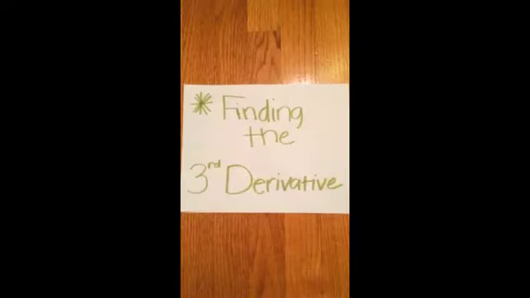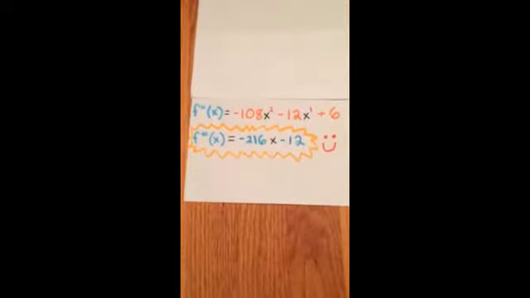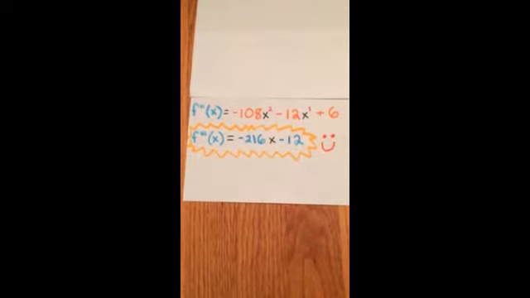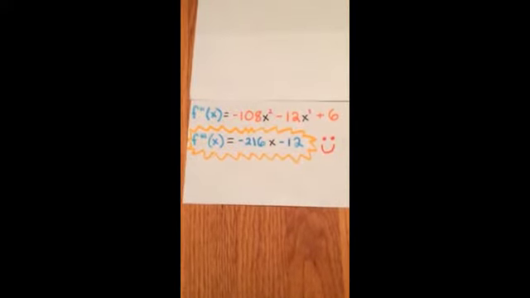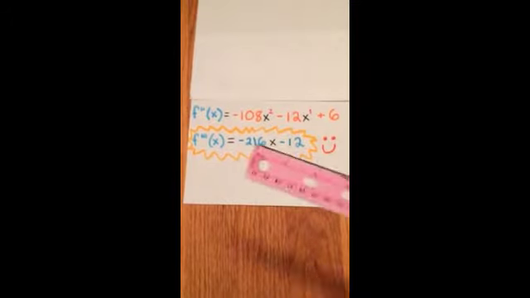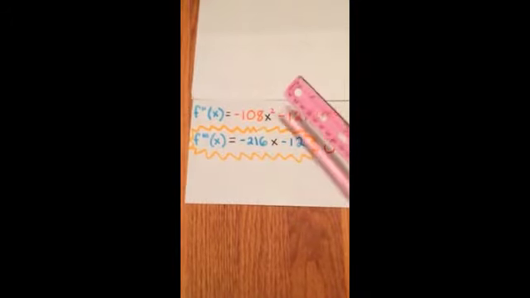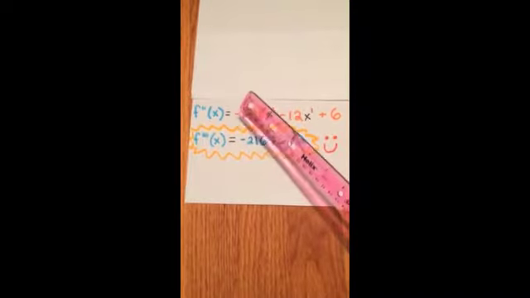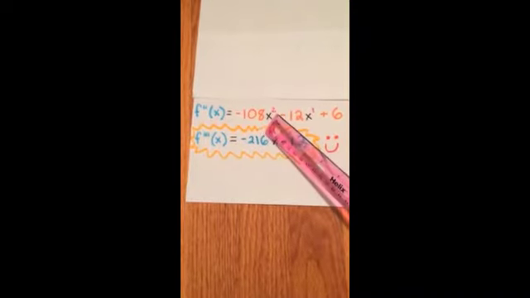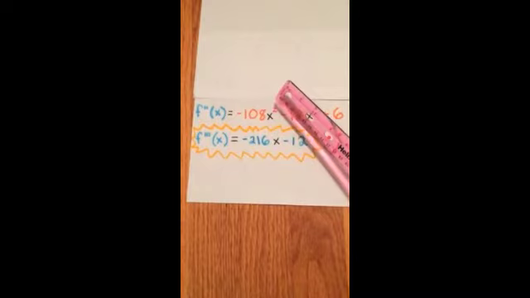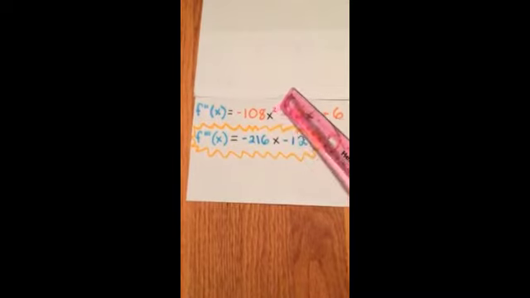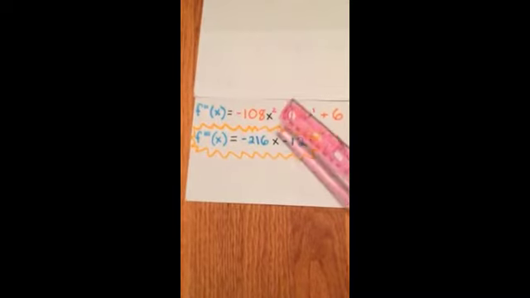Find the third derivative to get to our final answer. Now that we've taken the second derivative, we need to take the derivative one more time in order to find our solution. So as before, using the power rule, you multiply 2 times negative 108 in order to get negative 216. You then subtract 1 from the 2 in order to get x to the first.